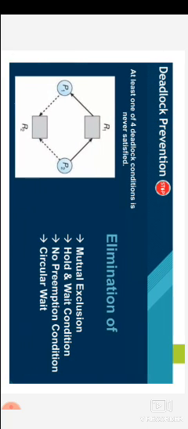Deadlock prevention: at least one of the four deadlock conditions is never satisfied. So the elimination in deadlock prevention covers mutual exclusion, hold and wait condition, no preemption condition and circular wait. Mutual exclusion means we can deny this situation by a simple protocol, that is, convert all non-shareable resources to shareable resources.